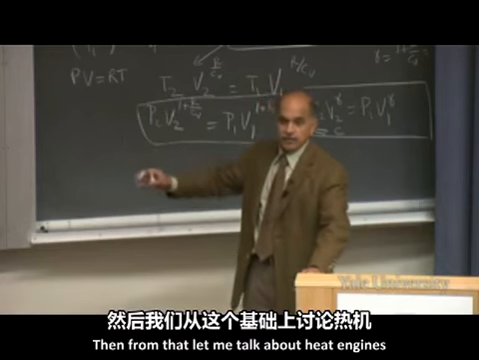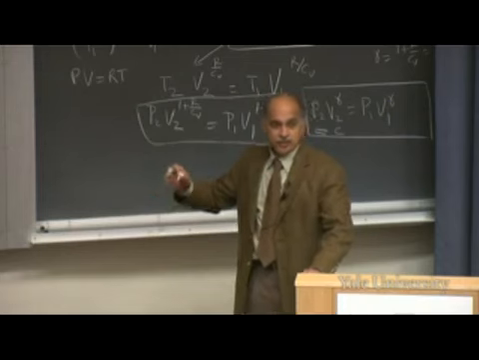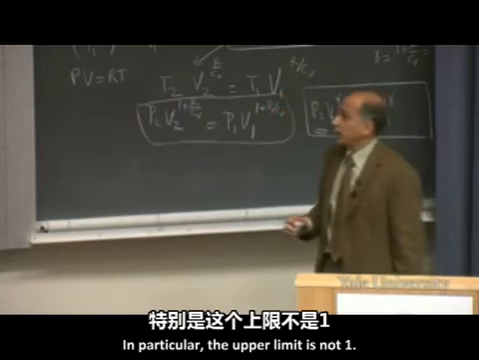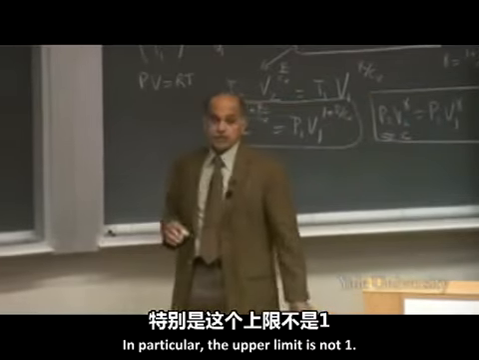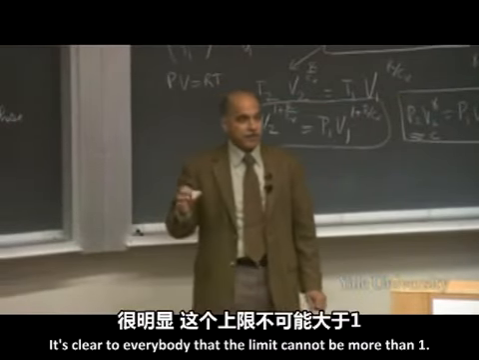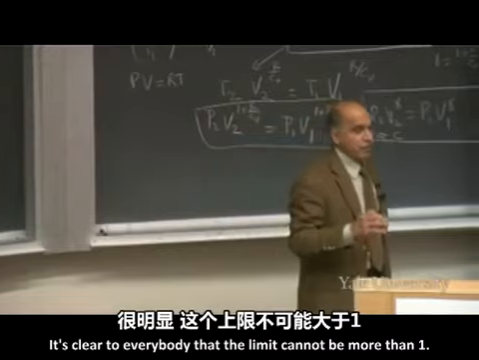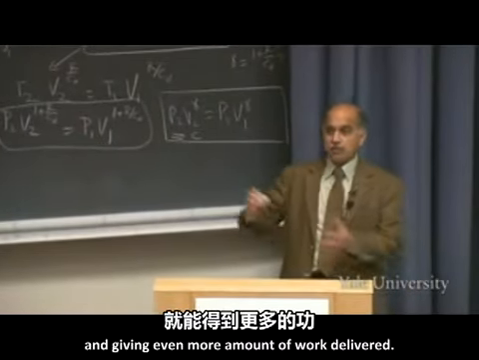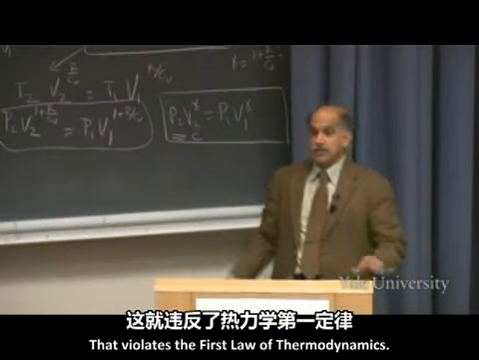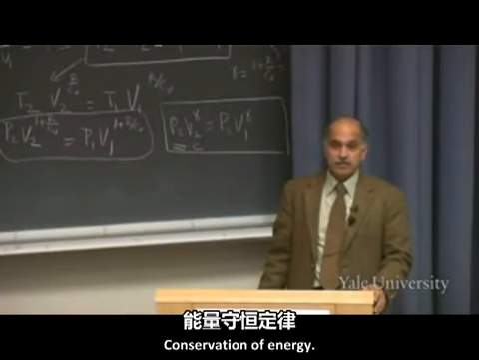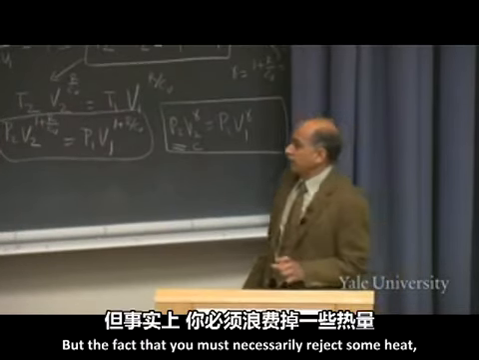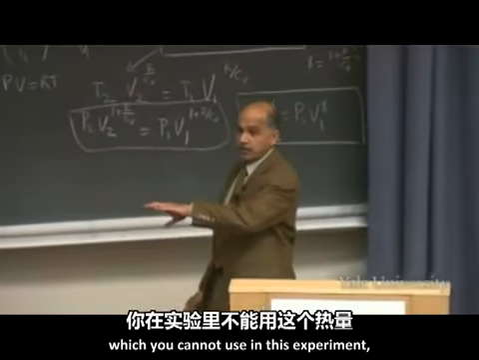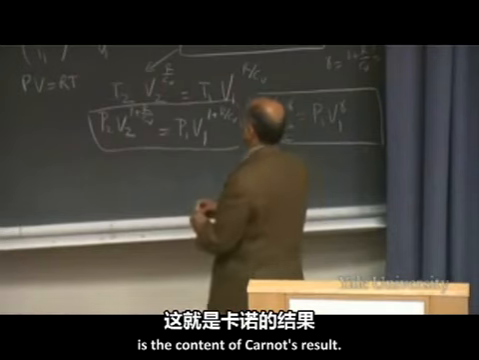Then from that, let me talk about heat engines and show you that there is an upper limit to the efficiency of an engine. In particular, the upper limit is not 1. It's clear to everybody that the limit cannot be more than 1. If it's more than 1, you're taking some amount of heat and giving even more amount of work delivered. That violates the first law of thermodynamics, conservation of energy. But the fact that you must necessarily reject some heat, which you cannot use in this experiment, is the content of Carnot's result.